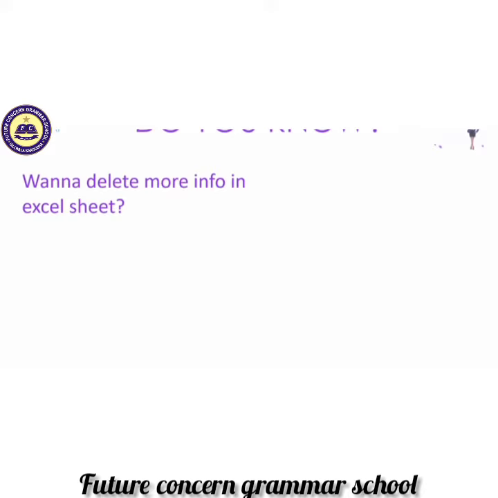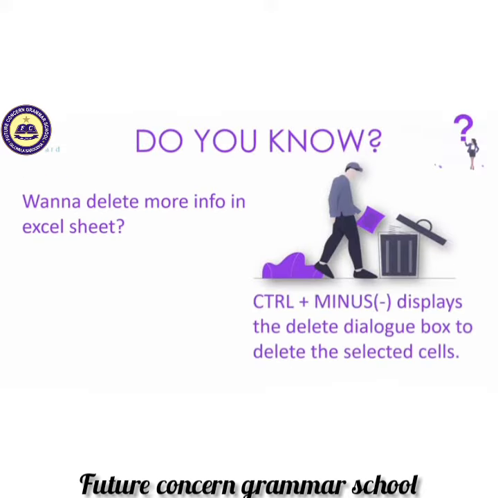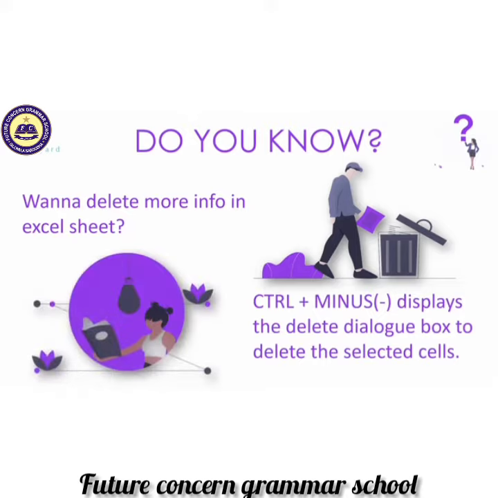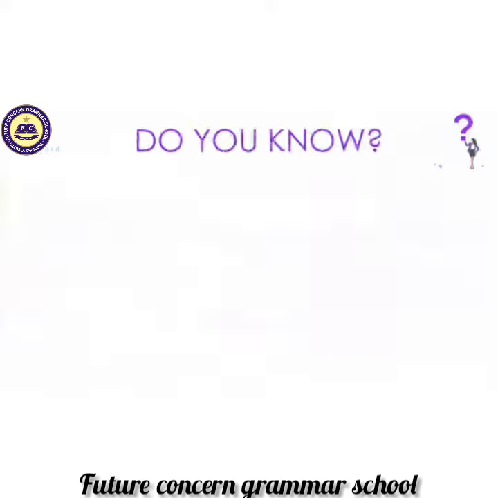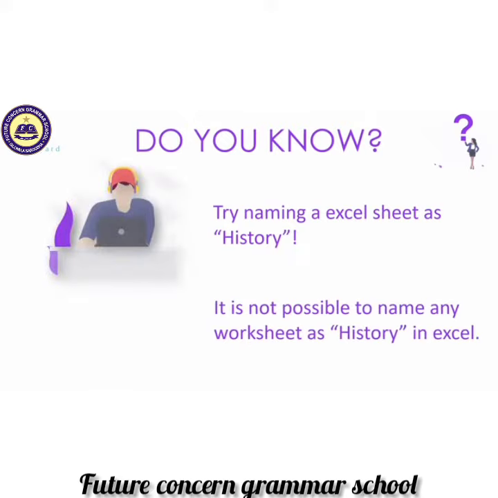Want to delete more information in an Excel sheet? For this purpose, use Ctrl plus minus. It displays the delete dialog box to delete the selected cells. Try naming an Excel sheet as history exclamation mark. It is not possible to name any worksheet as history in the Excel file.